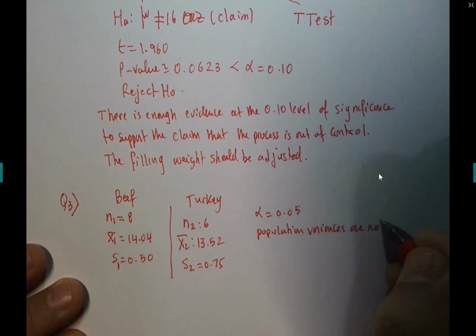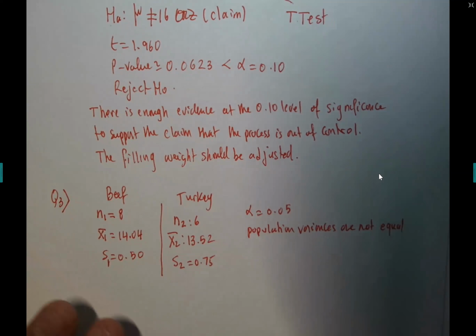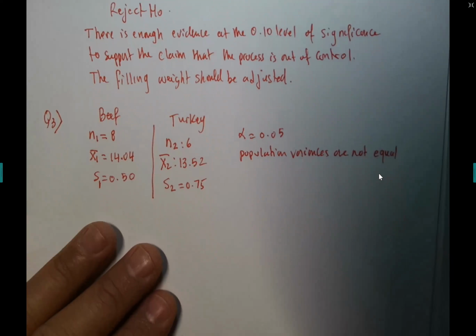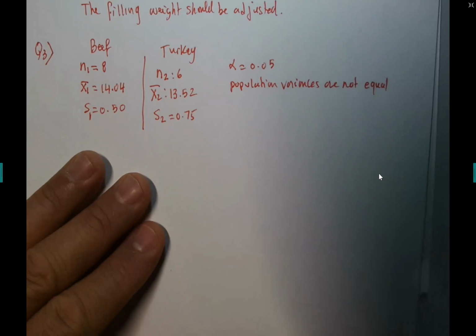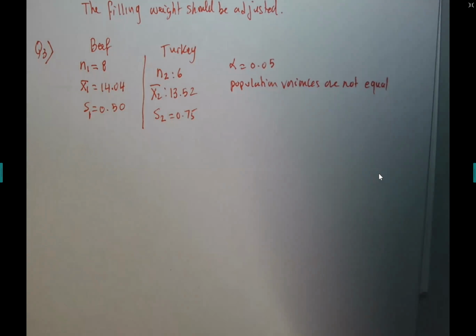Can you remind me what population variances are not equal means to us when we use the calculator? What does it mean when you use the calculator? We're going to do pooled as what? No, because you say population variances are not equal. All right, let's do it.